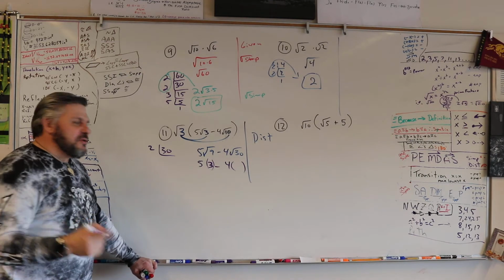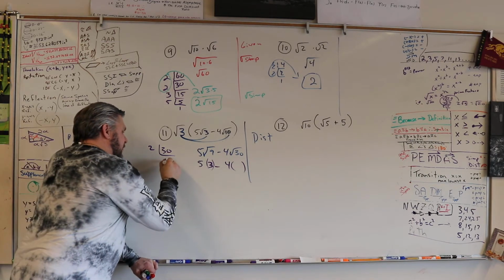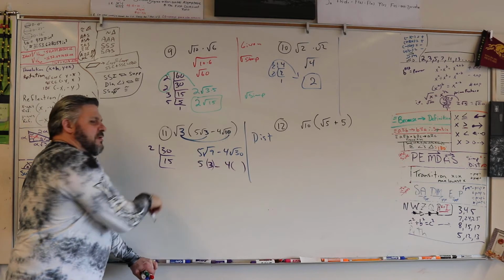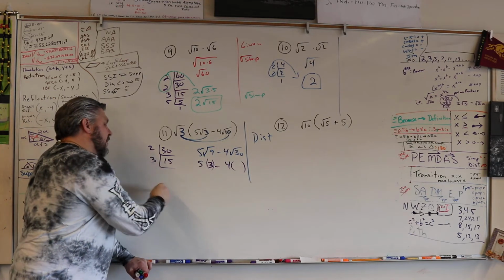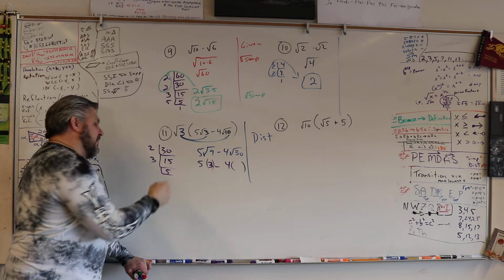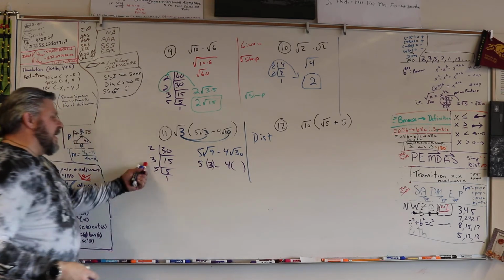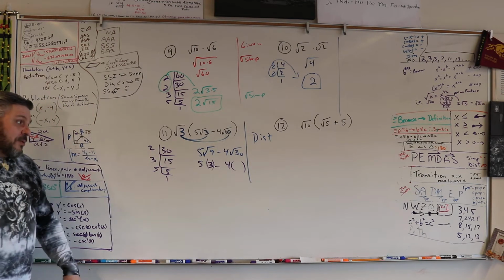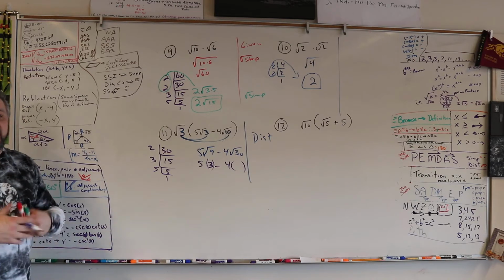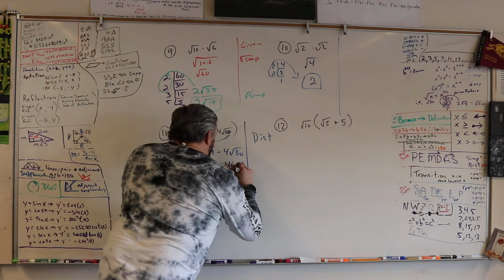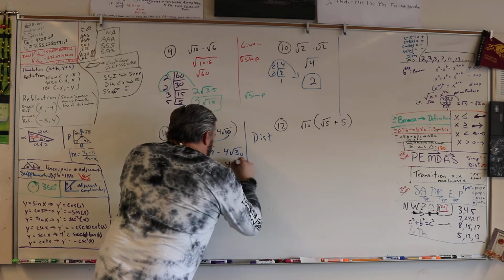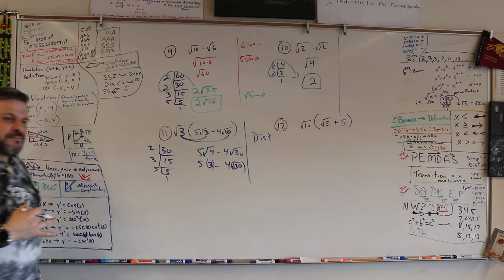All right, so 2 goes into 30 how many times? 15. Okay. Does 2 go into 15? No. Does 3? Yes. How many times? 5. Okay. Does 5 go into 5? 1. Were there any pairs? No. So if there's no pairs, I cannot break down that square root of 30. 2 times 3 times 5. Okay? So that's still the square root of 30.